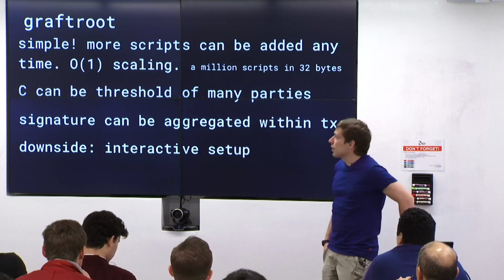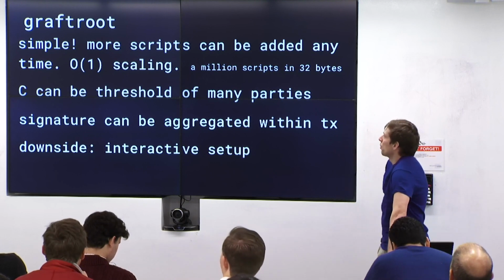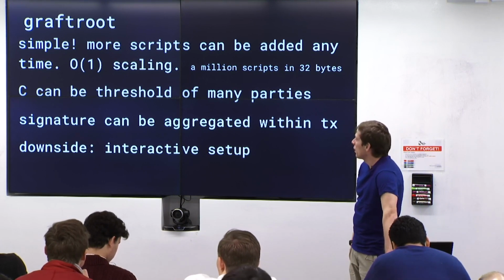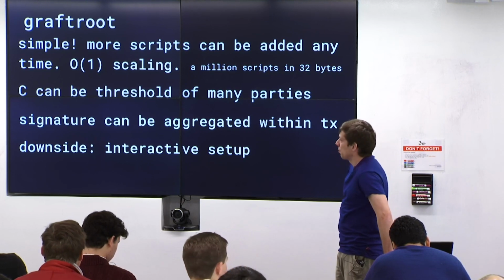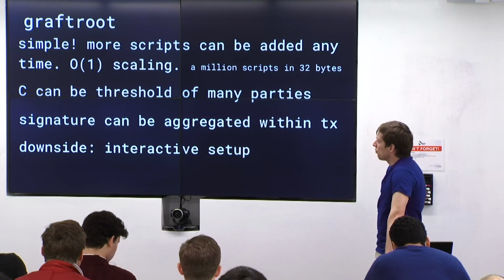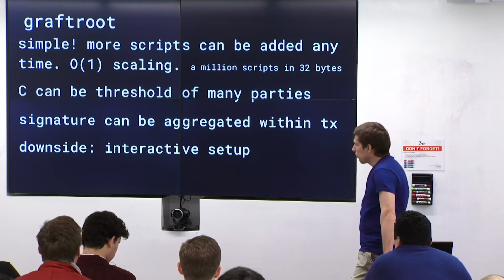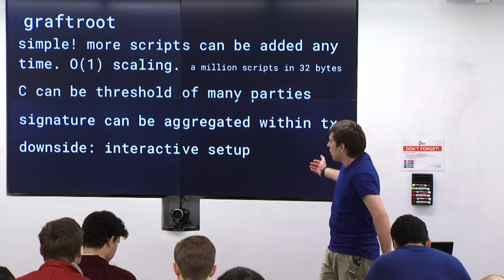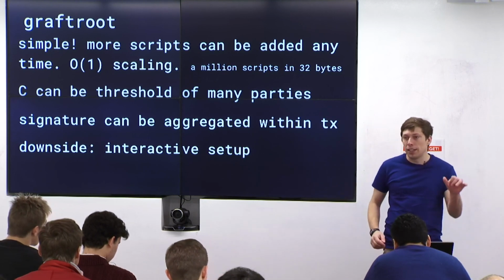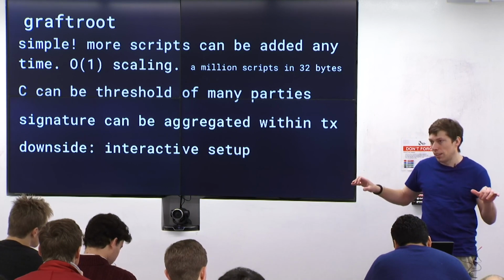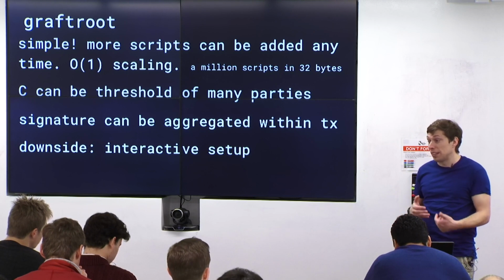Okay, so this is kind of cool because it's simple, right? It's just more scripts can be added any time. It's O(1) scaling. So if you have a million different scripts, proving one of them just takes 32 or 33 bytes or something. C can be a threshold signature of many different parties. The signature can be aggregated within the transaction. The downside is this interactive setup, where you can't just take Alice and Bob and Carol's keys and send to a Graftroot 2 of 3 multisig, right? Alice and Bob and Carol need to sign something.